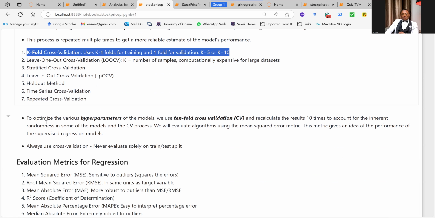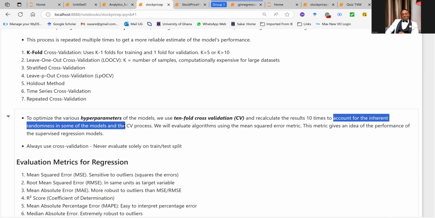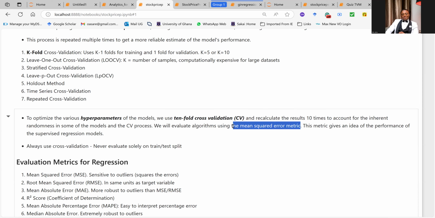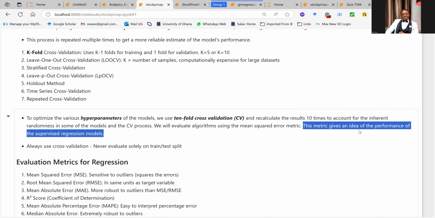Now, this is a digression. To optimize the various hyperparameters of the model, we are going to use the 10-fold cross-validation. Then we'll recalculate the results 10 times to account for the inherent randomness of the data. We'll evaluate each algorithm, not today, tomorrow, using the mean squared error. That is one means to check whether the model is good. The mean squared error is not the only one for evaluating the model, but it gives an idea of the performance of the model.